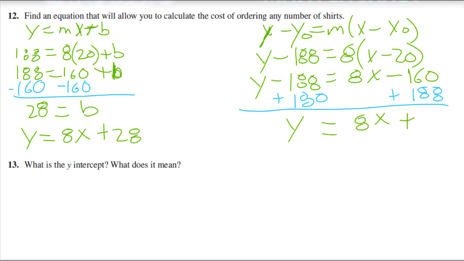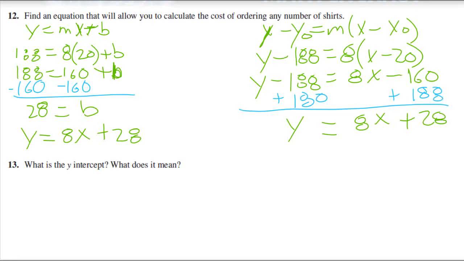8x plus 28. Okay. There again, either way you feel more comfortable doing this, you're welcome to do it that way. If you want to do a table, you could actually do a table and find the y-intercept like I did before. That works too. Okay. First of all, though, what is the y-intercept? What does it mean? Answer that question and then restart the video.